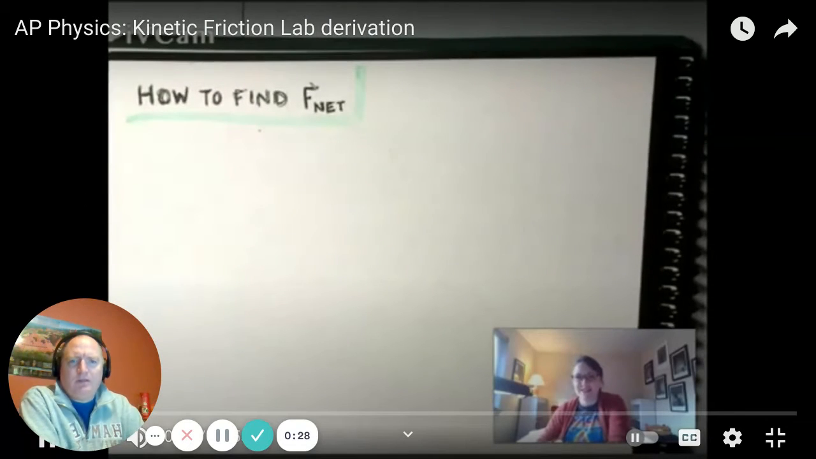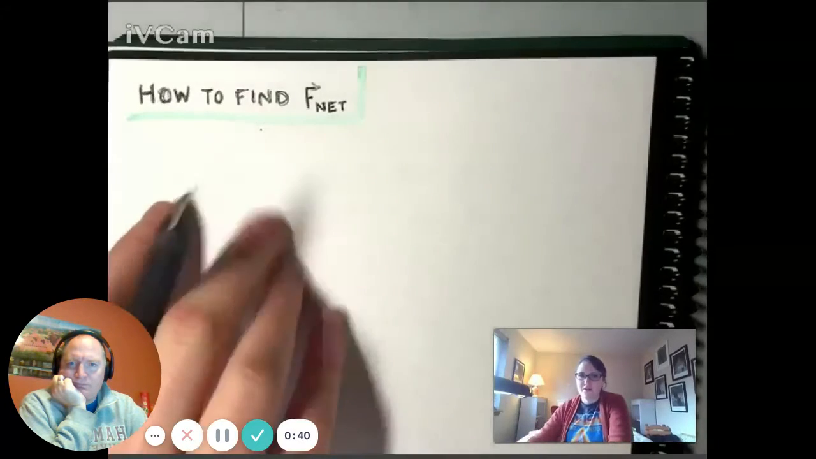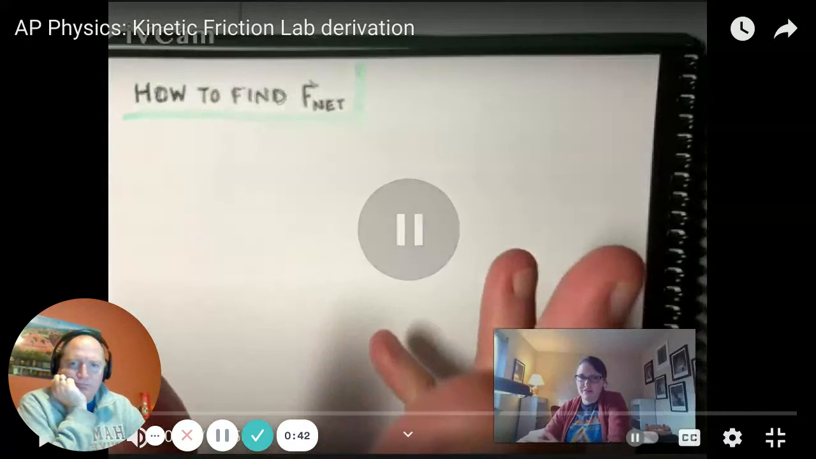Hi everybody, it's Mrs. Cassell. I know that there were some questions about how to use Newton's laws to find the force of friction, and in particular your coefficient of friction in this example. So we're going to go ahead and work through that. I'm going to go over a few things first. The first one being, how do you find a net?